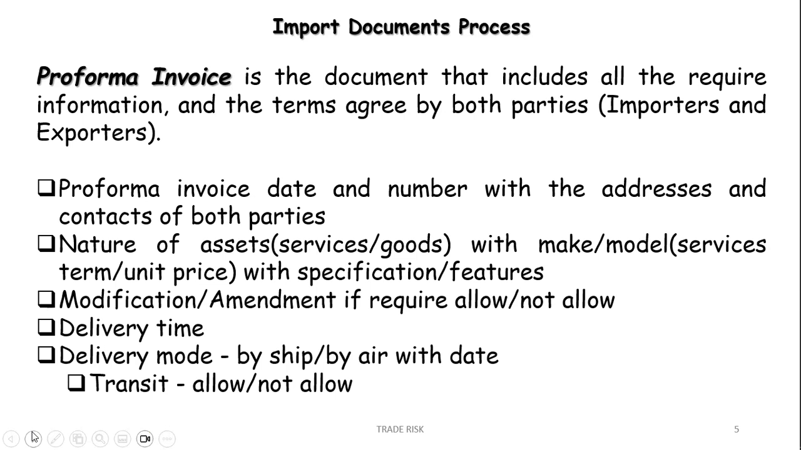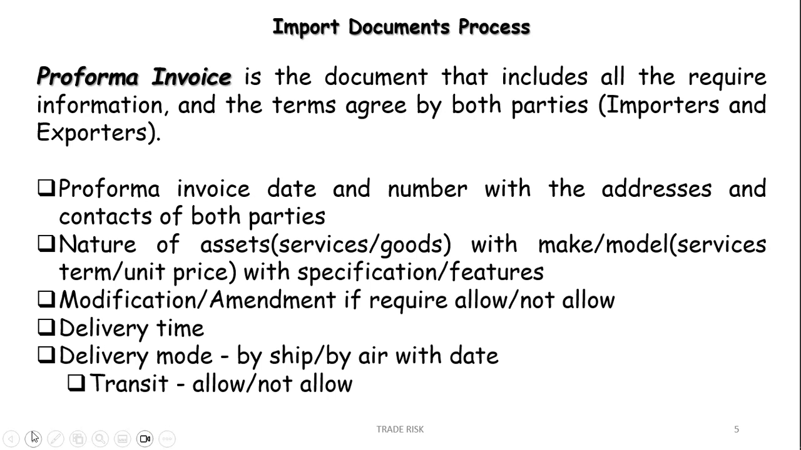Modification and amendment, if required, whether allowed or not. It provides a cushion that after placing the order, there is room for modification or any change of the terms that may be agreed between both parties. Delivery time and delivery mode by ship or by air, with date. Transit, allowed or not allowed.